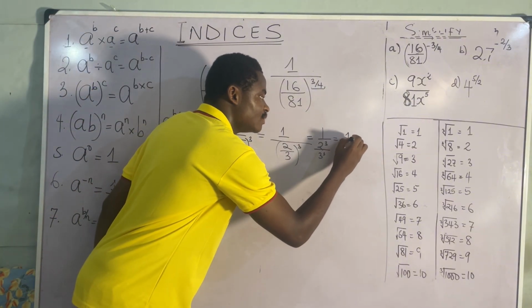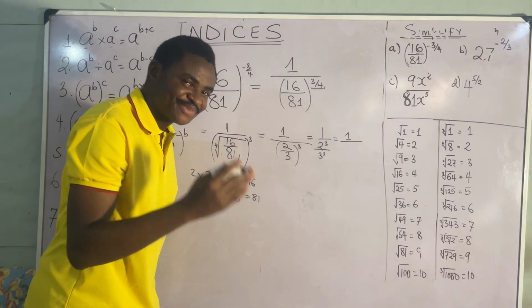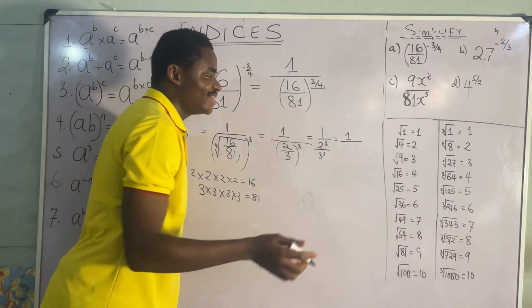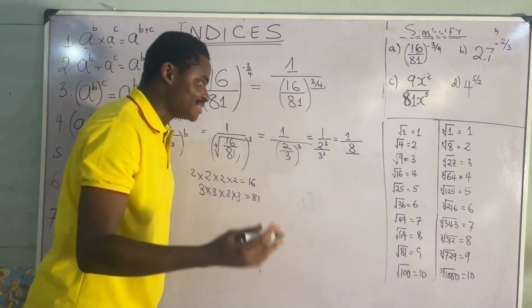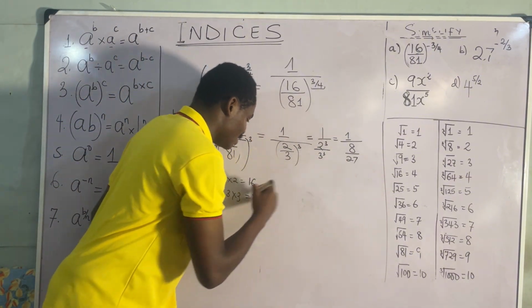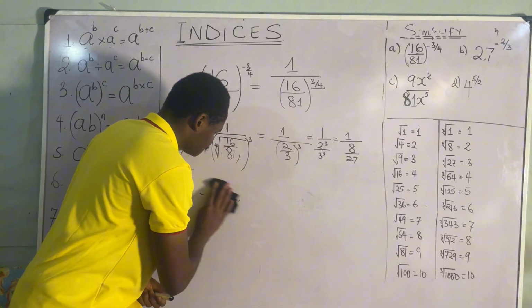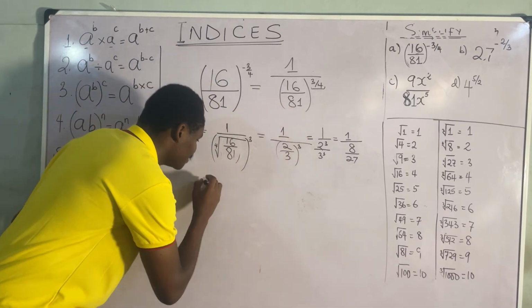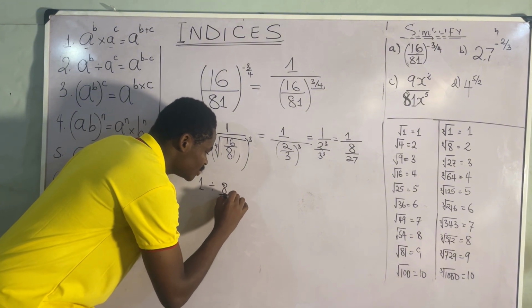This will be 1 over 2 to power 3, which is 2 times 2 times 2, 2 times 2, 4 times 2, 8. And then over 3 times 3, 9 times 3, 27. So I'll have something that looks like this, if I'm going to show you in detail, step by step. So what are we going to have? 1 divided by 8 over 27.